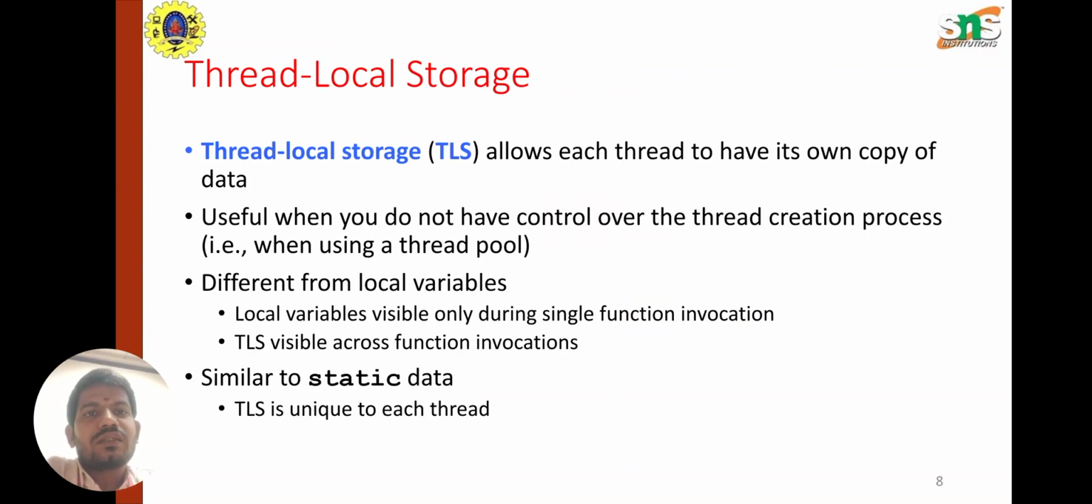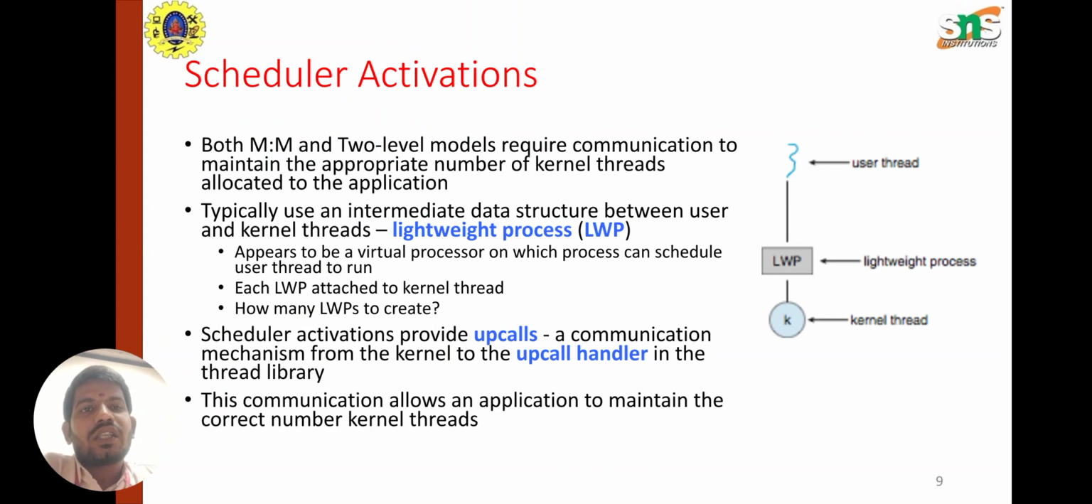Thread local storage allows each thread to have its own copy of data. It is very useful when you do not have any control over the thread creation process, for example when using a thread pool. It is different from local variables: local variables are visible only during a single function invocation, whereas thread local storage is visible across function invocations. Similar to static data, TLS is unique to each thread.